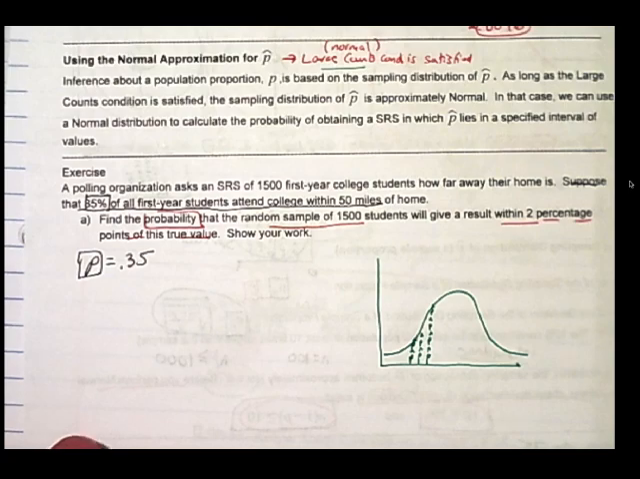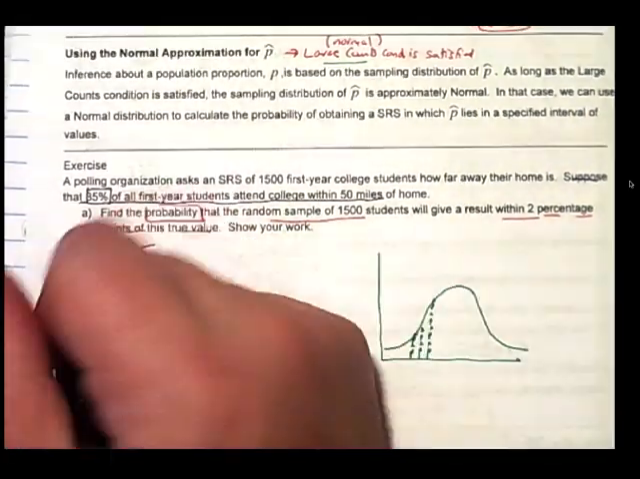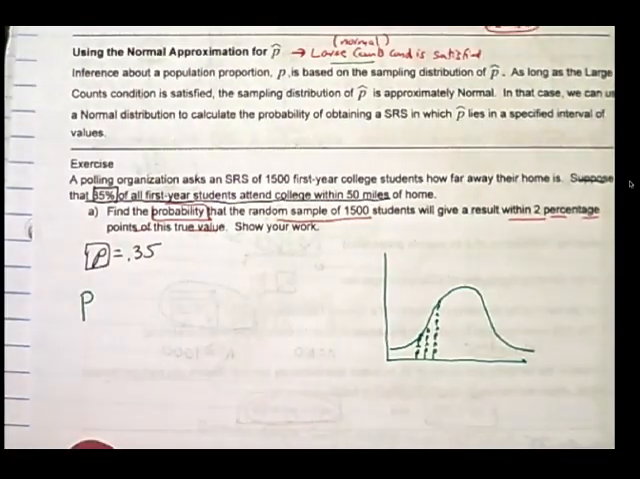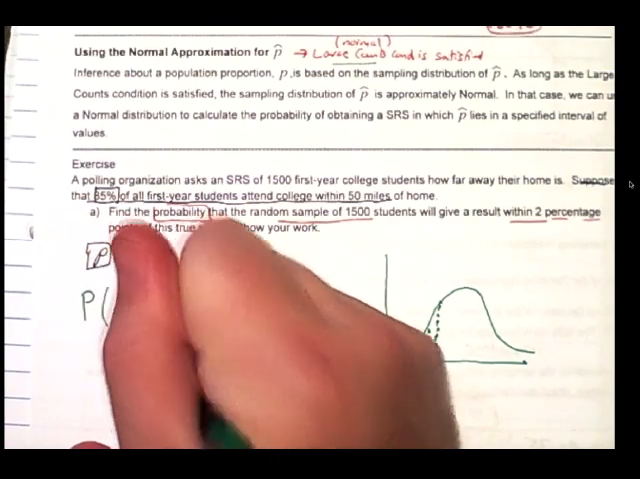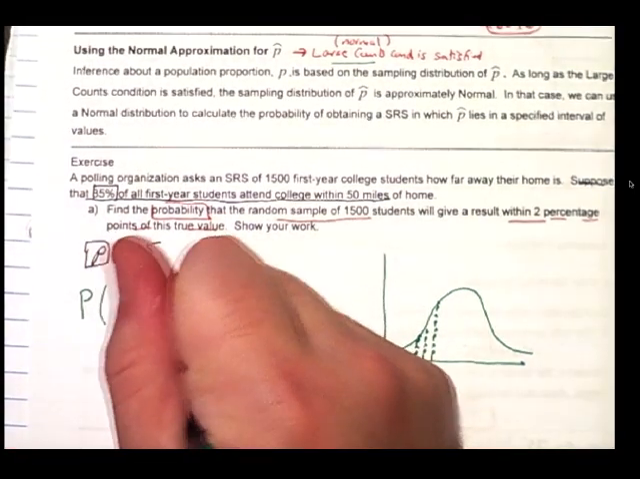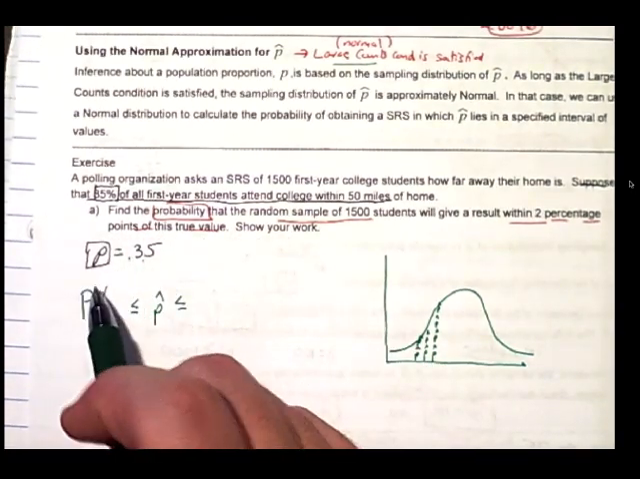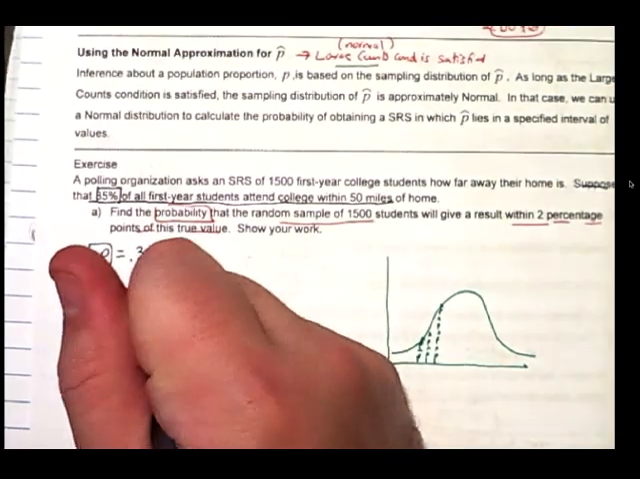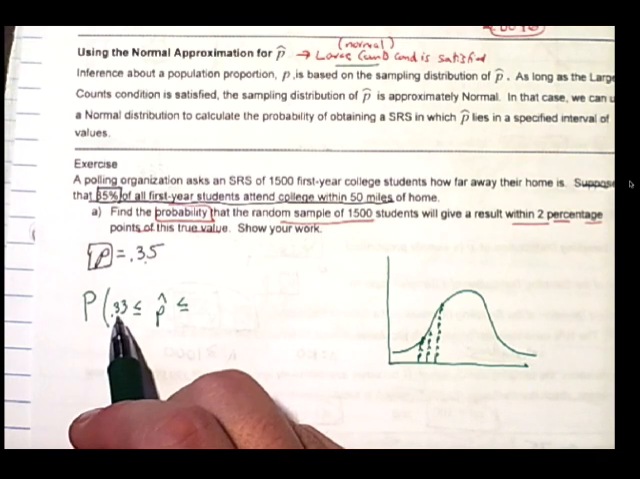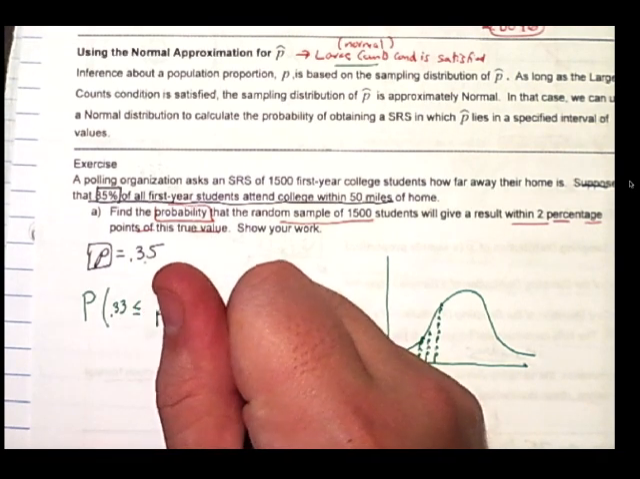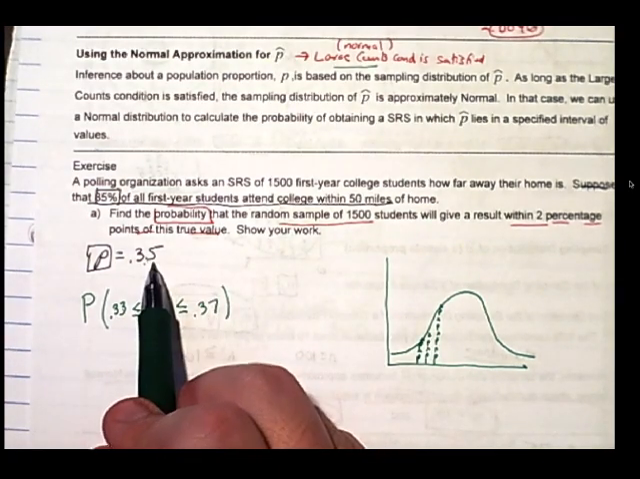That means the true proportion. It says show your work. So what are we really looking for? We want to know the probability, that's when I'm going to use a capital P, that a certain sample proportion is going to fall between 2 points of this value, either on the high side or the low side. So what's the chance that I would get a sample proportion of between 33% and 37%? See, that's within 2 of that, that's within 2 of that.